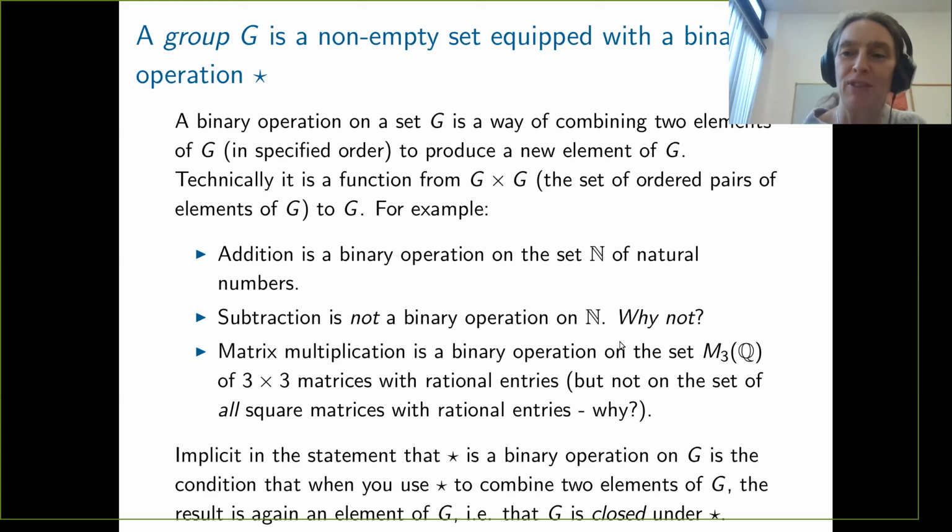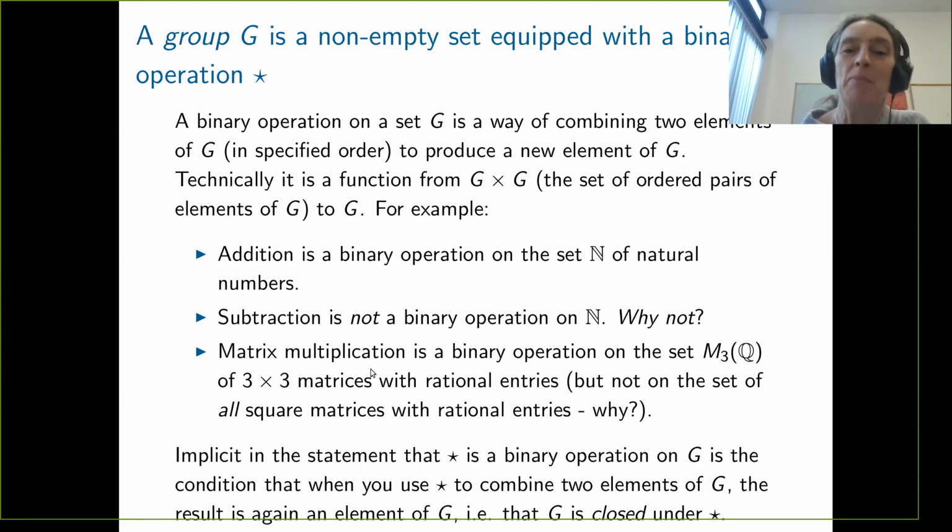And these are the sort of subtle, fussy points that are worth thinking about if you want to get a clear understanding of what we're talking about here. So matrix multiplication is a binary operation on the set M3Q of all 3 by 3 matrices whose entries are rational numbers. That's what that statement is saying: if we take any two 3 by 3 matrices whose entries are rational numbers, we can multiply them together using matrix multiplication, and the result will again be a 3 by 3 matrix whose entries are rational numbers.